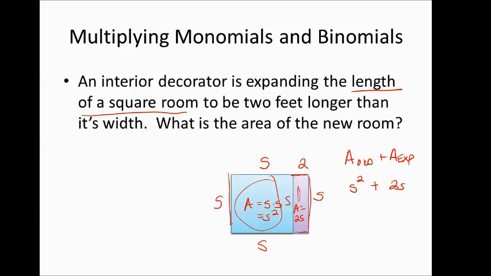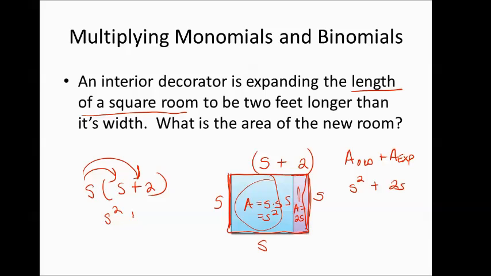If I have a square here and I'm adding 2 feet, that's s plus 2, and if this dimension is s, then this dimension could be my length or width, whichever you want to call it. I would multiply s times s plus 2 to get the whole area of the room after it's been expanded. So I get s times s and s times 2, which gives me s squared plus 2s. Voila, I got the same thing: s squared plus 2s and s squared plus 2s.